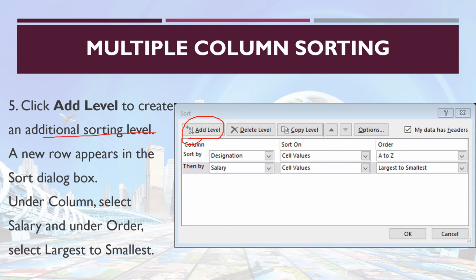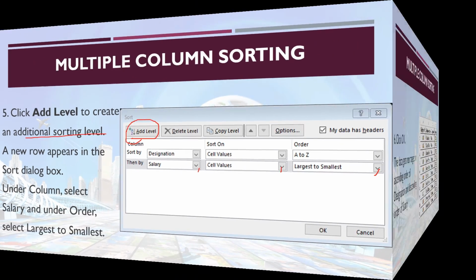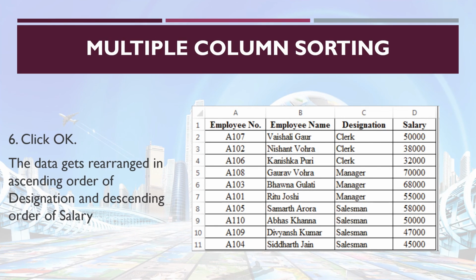Now under column you have to select salary. Sort on cell values, and the next under order you can select largest to smallest. In descending order we need, right? So you can select largest to smallest, and then see here, now the data gets arranged in ascending order of designation and descending order of salary. See, this is arranged first clerk, the next manager, right, and then finally salesman.